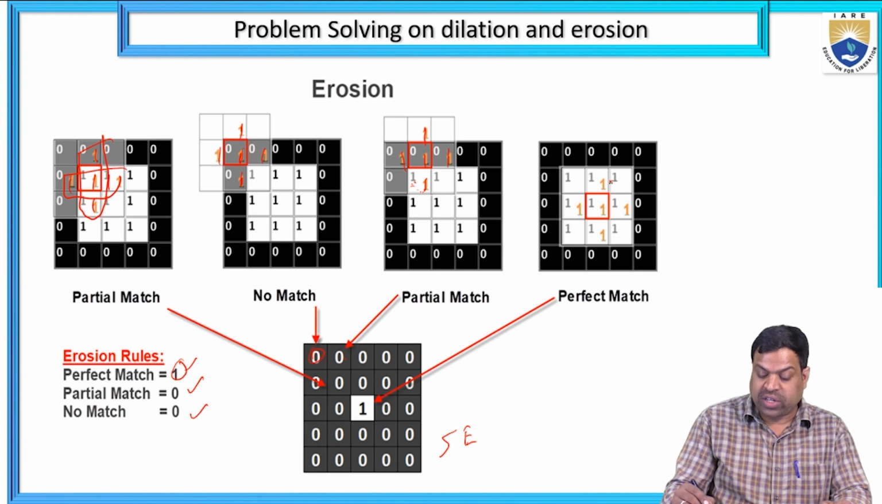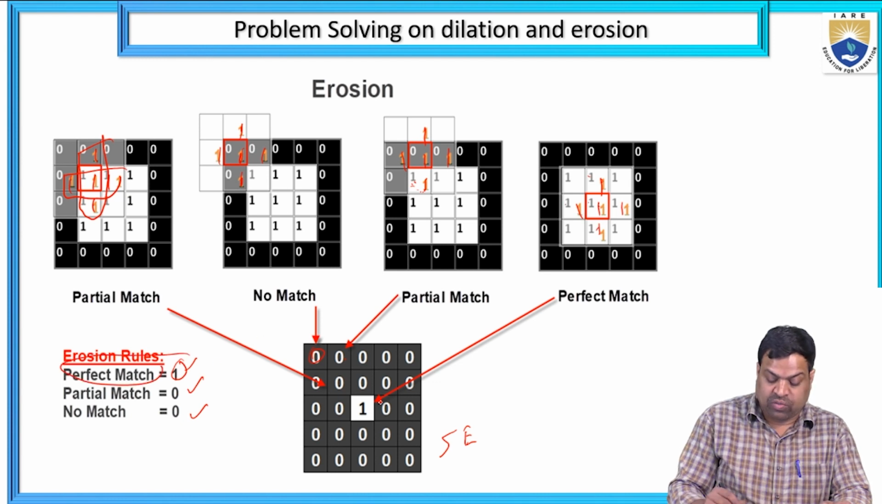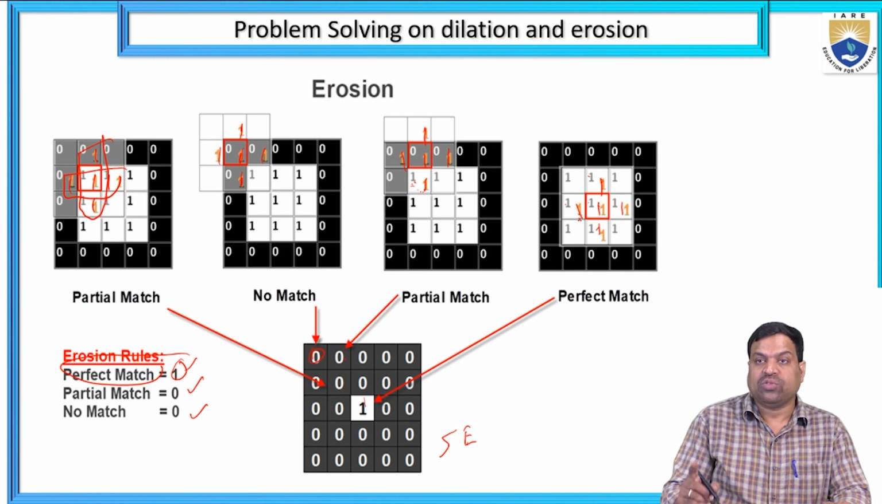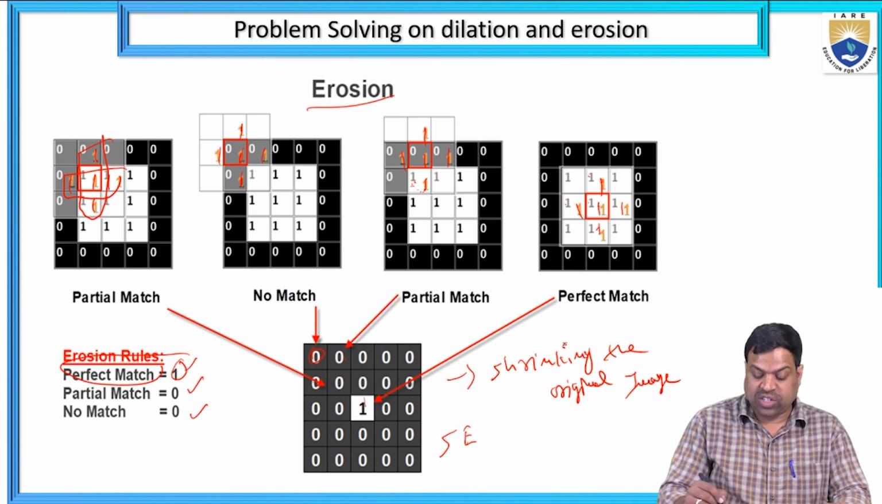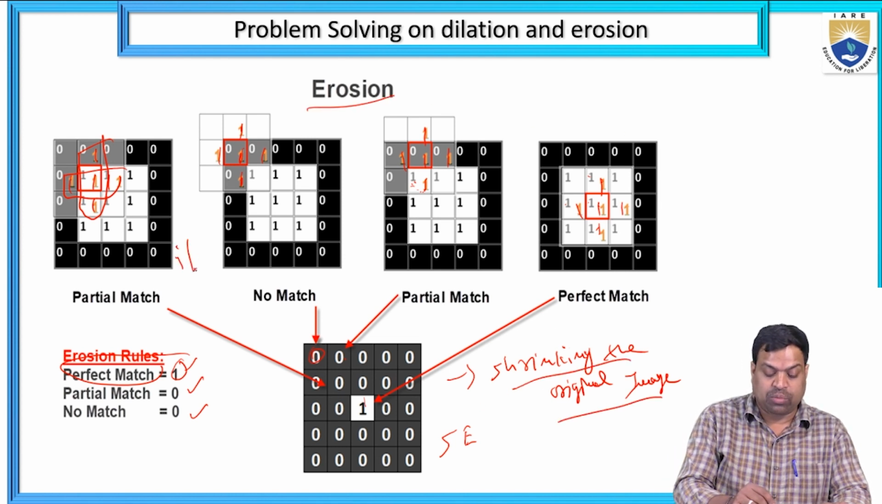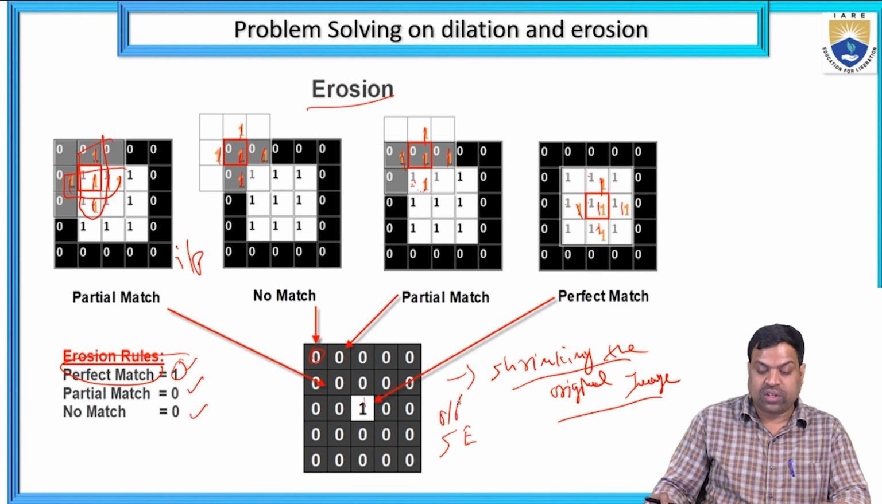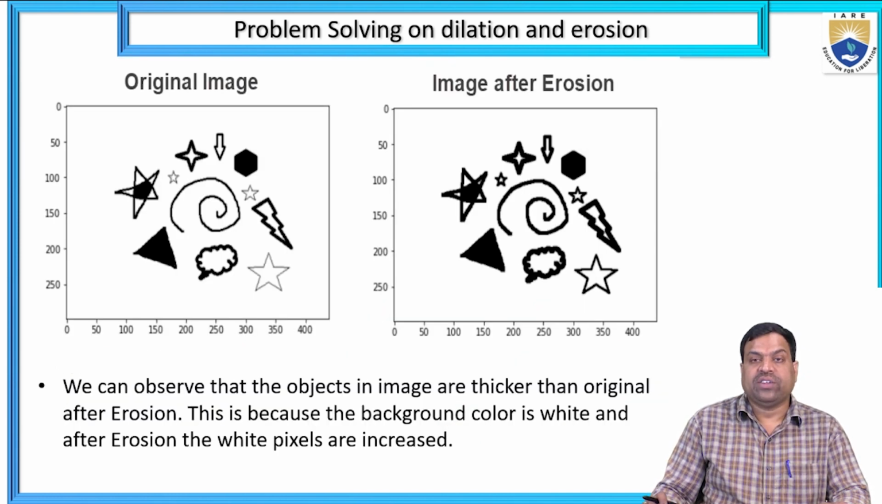Perfect match means, suppose I am keeping the 1, 1 here. Here 1, 1 is there, 1, 1, 1, 1, 1, 1. So perfect match equals 1. Compared to all cells, there is only one perfect match, the remaining are all zeros. So are we shrunk or not? Yes. Erosion is nothing but shrinking the original image from the input to the output. That is the erosion, obtained after applying it to the original image.